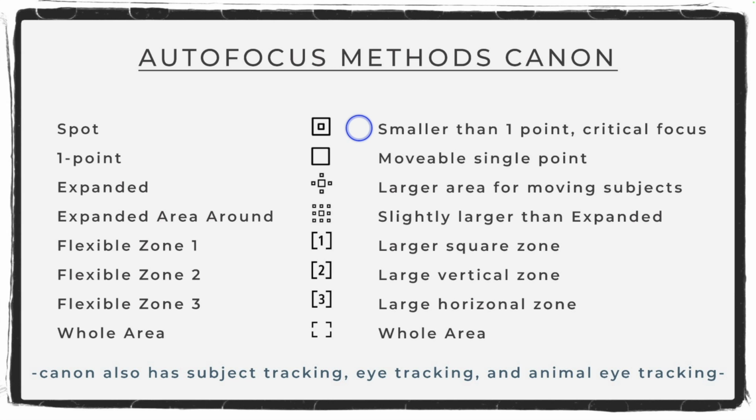Spot is a single point. And what this allows you to get is critical focus. So if I wanted to focus on an eye or someone's eye, I can put this little dot right on their eye and focus. And inside your camera, it's not stagnant in the center. You can move this around.